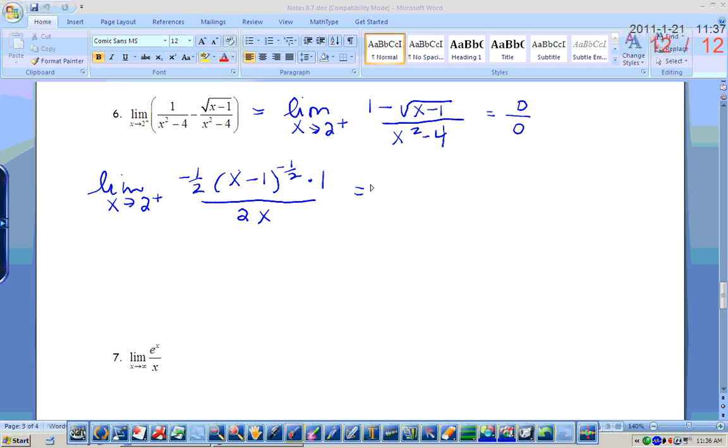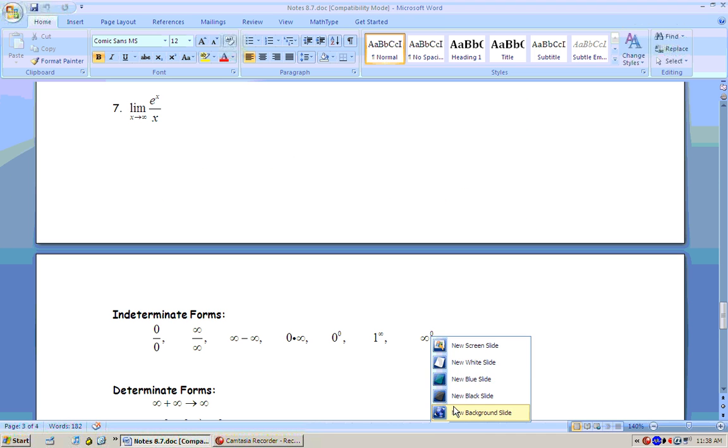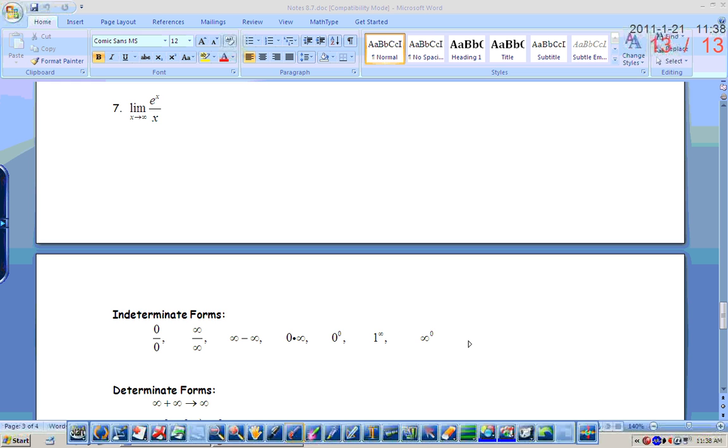If I plug a 2 into the top, I get 1 to the negative 1/2 power. What is that? 1 over what? Yeah, 1 over 1. So just 1. So basically on top I have negative 1/2. And on the bottom I have 4. And negative 1/2 divided by 4 is negative 1/8. Okay, try number 7 on your own.